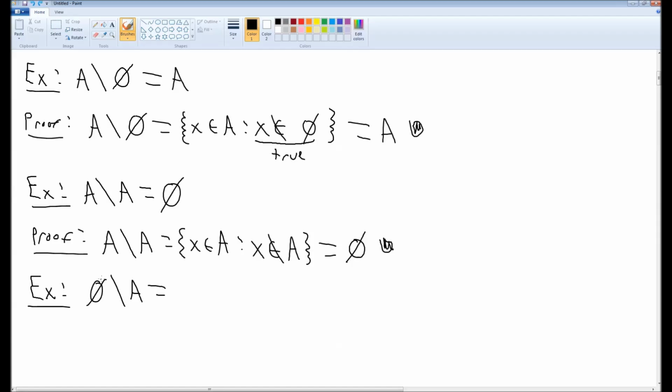All right, now what about this? Well, if we start out with the empty set and we take away anything that's in A, then we just get the empty set. The reason for that is if you're in this set, that means you're in the empty set, but you're not in A. But here's the thing, if you're in the empty set, that's impossible. So there's nothing that could possibly be in this set. So this set has to be empty.